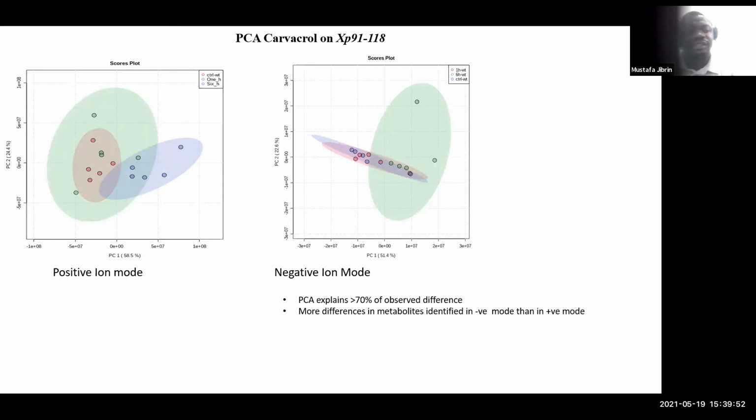In the positive ion mode and the negative ion mode, we found that there are a lot of differences in metabolites at 6 hours, 1 hour, and the control where we didn't apply any cover crop, and the PCA really described the differences we see in our analysis.